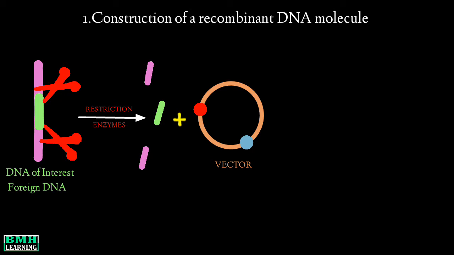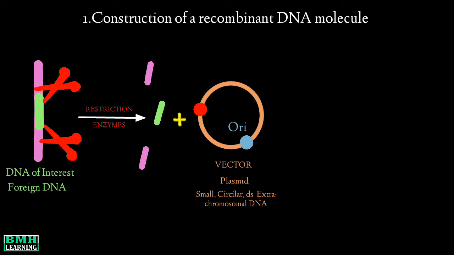And the most famous example of vector is plasmid. So what is a plasmid? A small, circular, double-stranded extra-chromosomal DNA. Extra-chromosomal means it's physically separated from chromosomal DNA. The important feature of plasmid is that it can replicate independently of the chromosomal DNA because it has the origin of replication which is absent in DNA of interest.